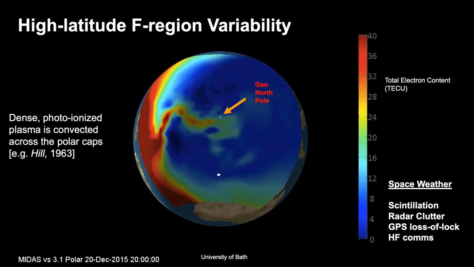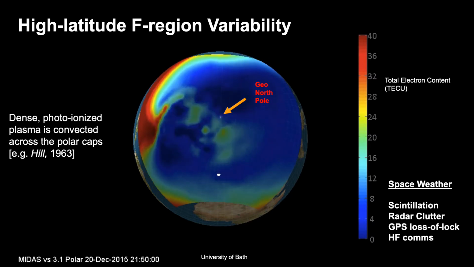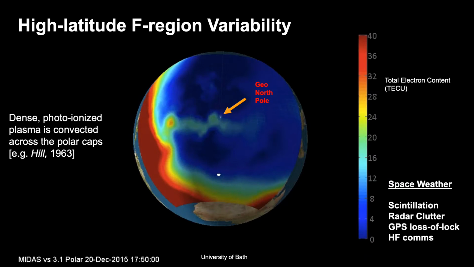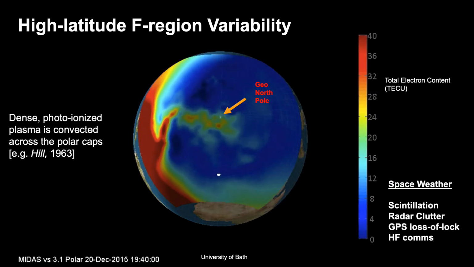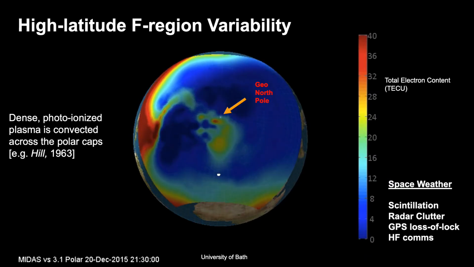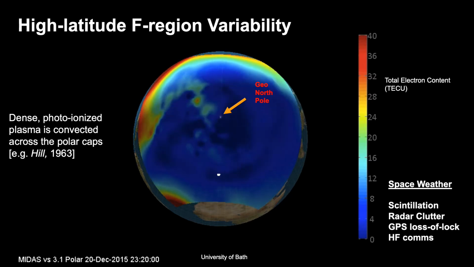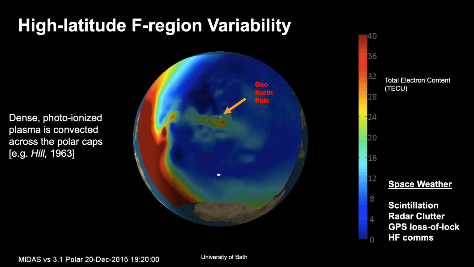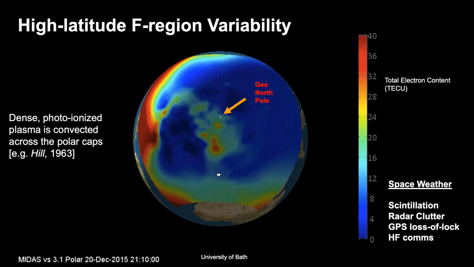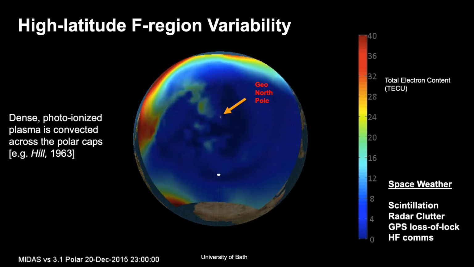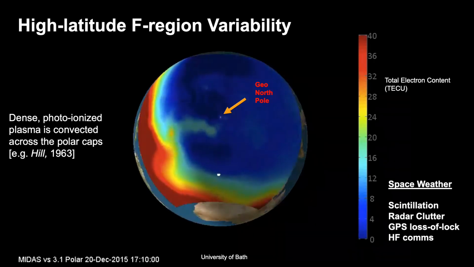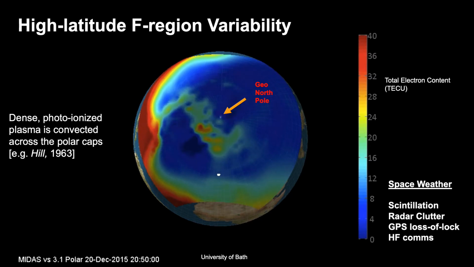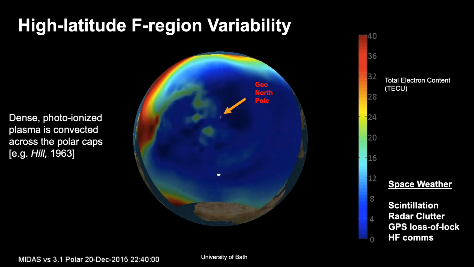This is a movie of total electron content in the northern polar cap. Total electron content is the height integrated ionospheric electron density. In this case, it comes from the University of Bath's MIDAS GPS-based tomographic algorithm. Geographic north is marked, and Africa is visible in the bottom of the image. So we can see dense plasma in the sunlit day side at lower latitudes, and this is convected into the polar cap as a tongue of ionization, which then breaks up into polar cap patches.